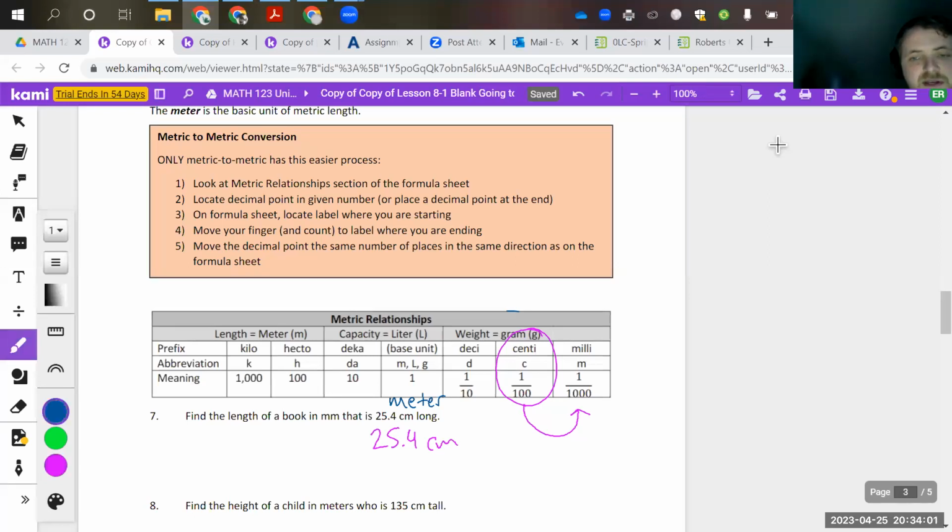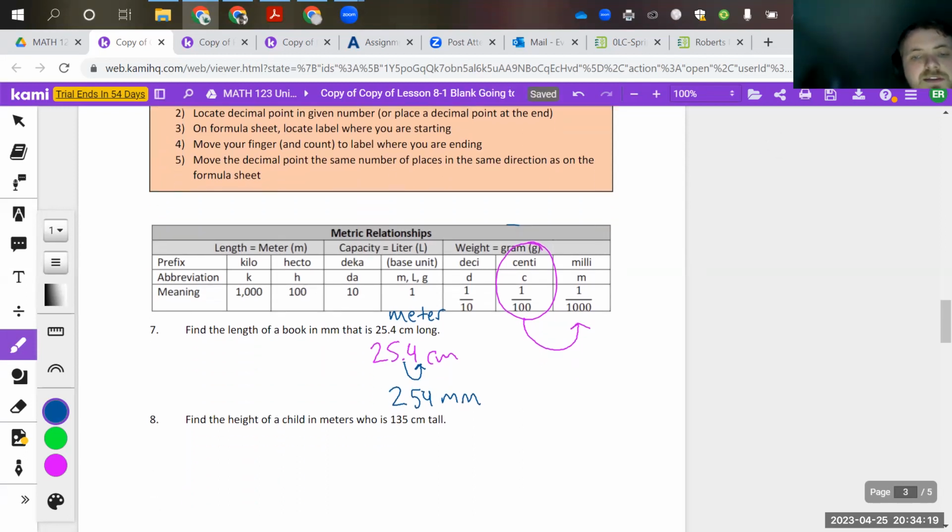And since the millimeters is 10 times as much, you just have to multiply by 10 technically, which is the same as moving one decimal place over, giving you 254 millimeters. Okay.